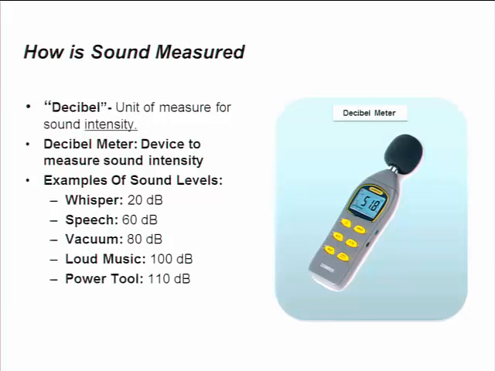What we talked about is measuring decibels, and they're measured with a decibel meter, a device used to measure sound intensity. To put in perspective what we're talking about with these numbers when we say a minimum of 50: a whisper is at 20 decibels, speech is at 60 decibels. A vacuum cleaner is 80 decibels. Loud music is up to 100, and a power tool is 110. So it gives you a perspective as to what something is really limiting if it's reducing sound by 50 decibels.